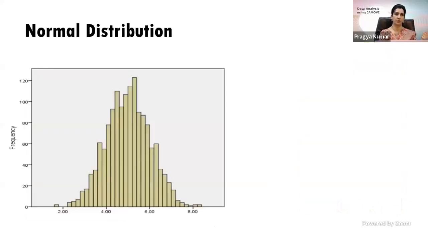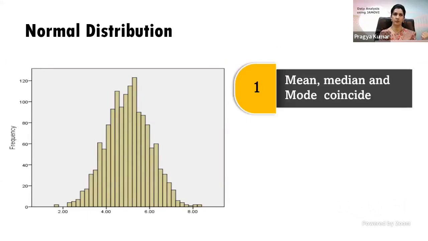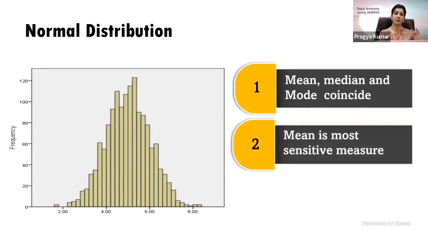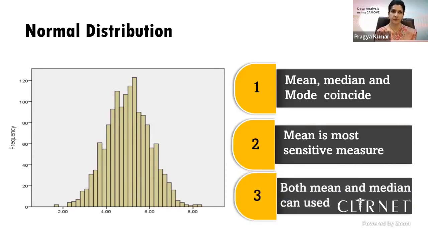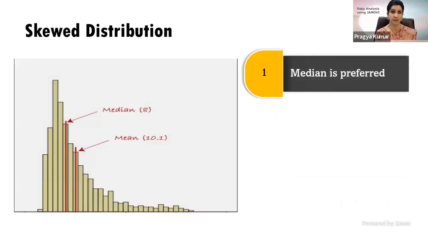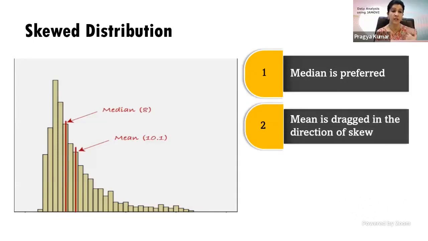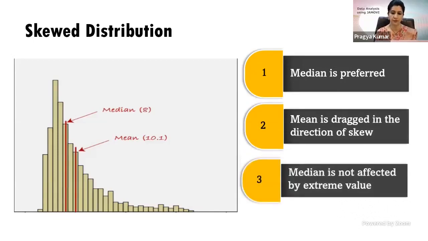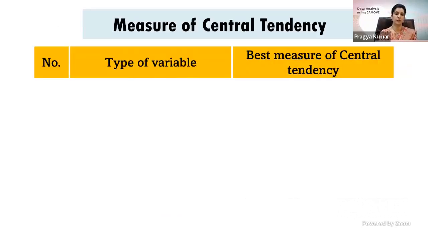Similarly, about the distribution, it is a normal distribution. In case of a normal distribution, the mean, median, and mode coincide. I hope you all know all these things; just to refresh it, I'm telling it. Mean is the most sensitive measure because it is very sensitive to extreme values. That's why for extreme values, we always say you should go for the median. For normal distribution, you can use both mean and median. But for a skewed distribution, you should preferably use the median because the mean is not the true measure. It is dragged in the direction of the skew, but the median is not affected by the extreme values. That's why we use median in case of a skewed distribution.